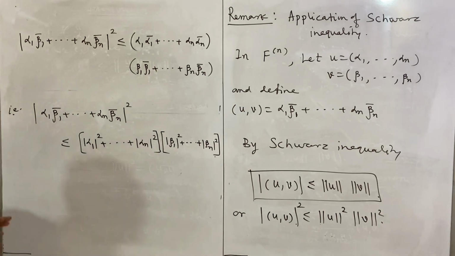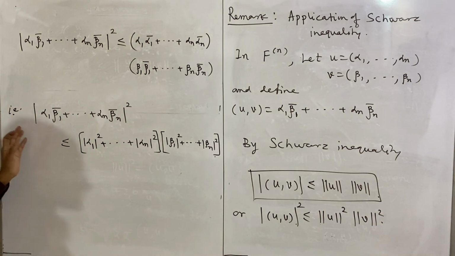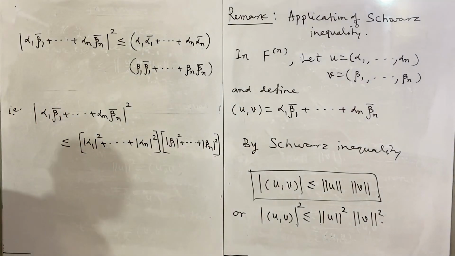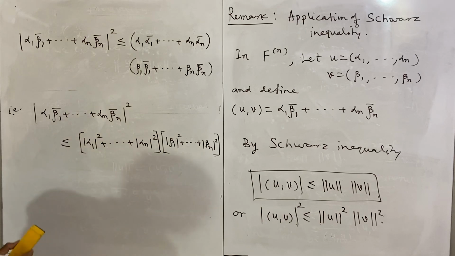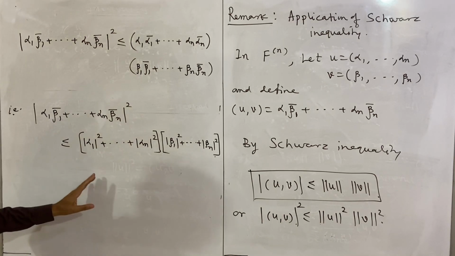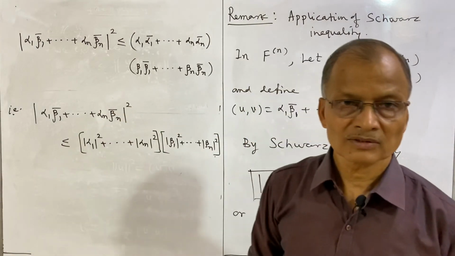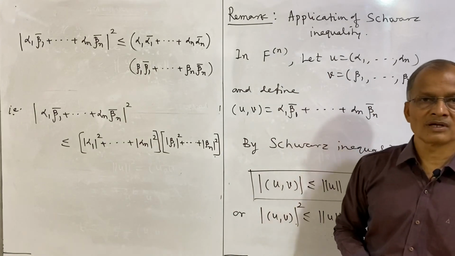So thus this is the inequality in this case, or this is the application of the Schwarz inequality for this inner product. So in this lecture we have studied lemma number 2, the Schwarz inequality in particular, and how to apply the Schwarz inequality to the inner product that we have studied. The remaining part we will continue in our next lecture.